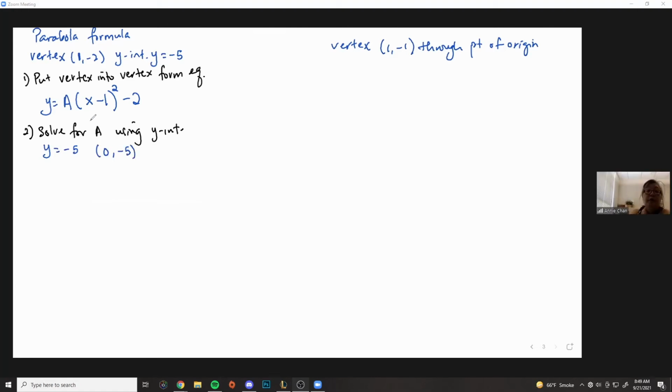So I'm going to substitute this point into this one. So it's going to be -5 equals A times (0 minus 1) squared minus 2. -5 equals, this is going to be 1, right? -1 squared is 1. 1 minus 2 is -1. So therefore, A is going to be 5. That's it. Then 3, write the equation. And that will be y equals 5 times (x minus 1) squared minus 2.